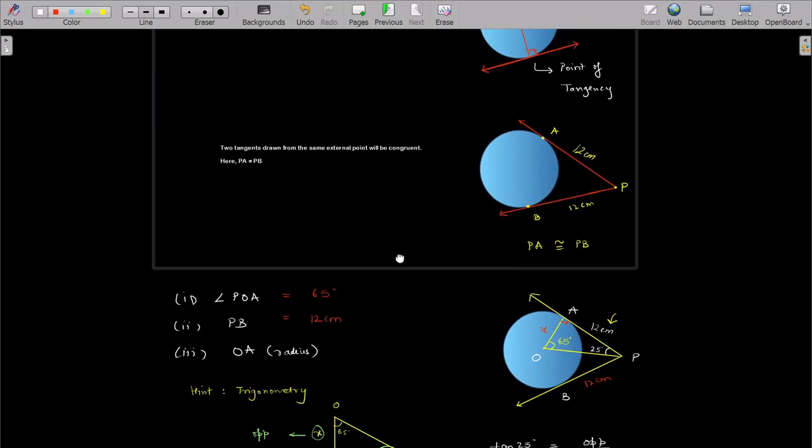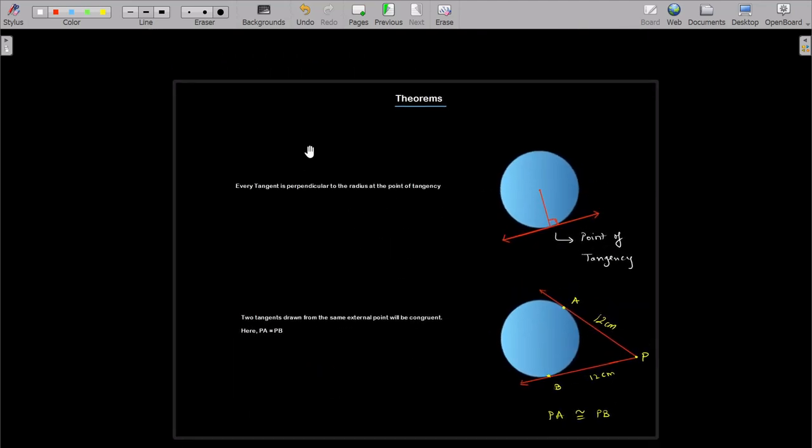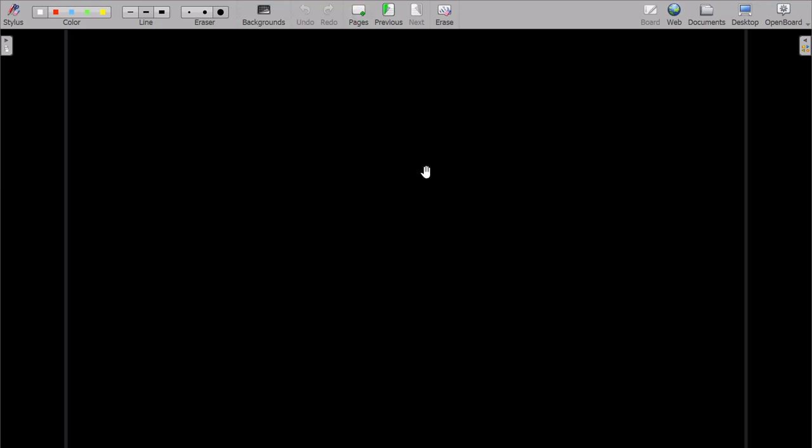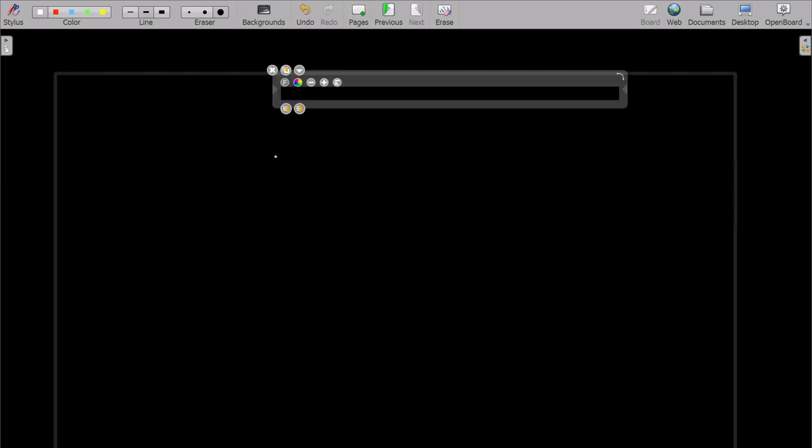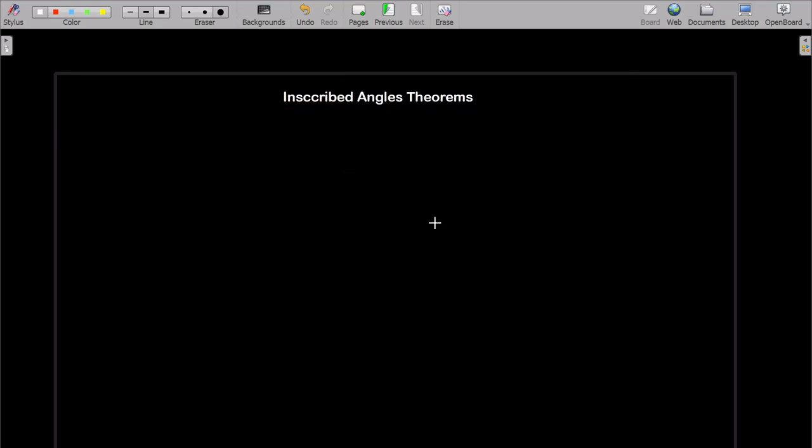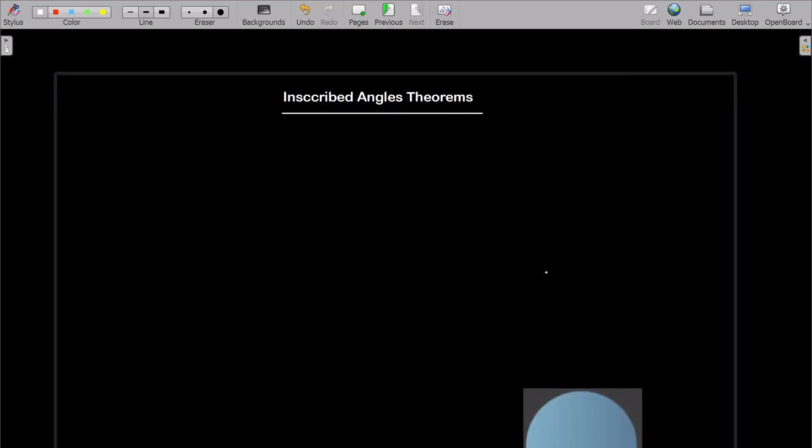Okay, so these were two theorems on tangents. Now we will do inscribed angles theorems. So there are three inscribed angles theorems.